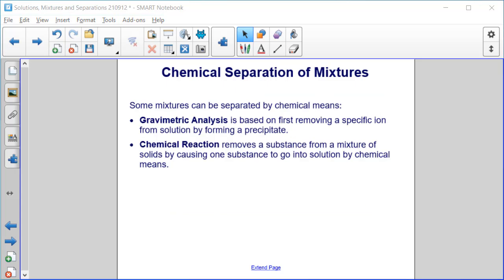There are times when mixtures need to be separated by chemical means, and there are ways to do that. The first is called gravimetric analysis, which is based on first removing a specific ion from solution by forming a precipitate of it. And the second is by chemical reaction, which removes a substance from a mixture of solids by causing one substance to go into solution by chemical means.